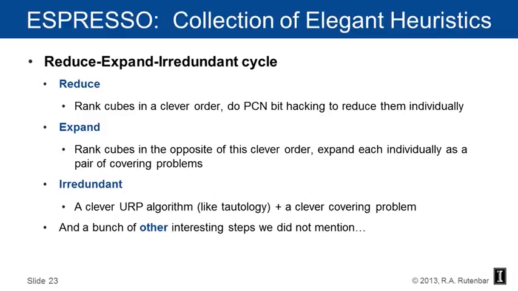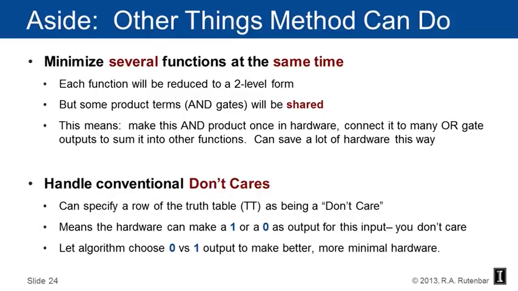And that's just another covering problem. Irredundant, amazingly enough, is not only a clever URP algorithm that is a modification of the URP tautology we taught at the beginning of the class, it is also a clever covering problem. So Espresso is a very, very pretty set of algorithms, with a bunch of other interesting steps that I just don't have time to talk about. There are some other things the method can do.